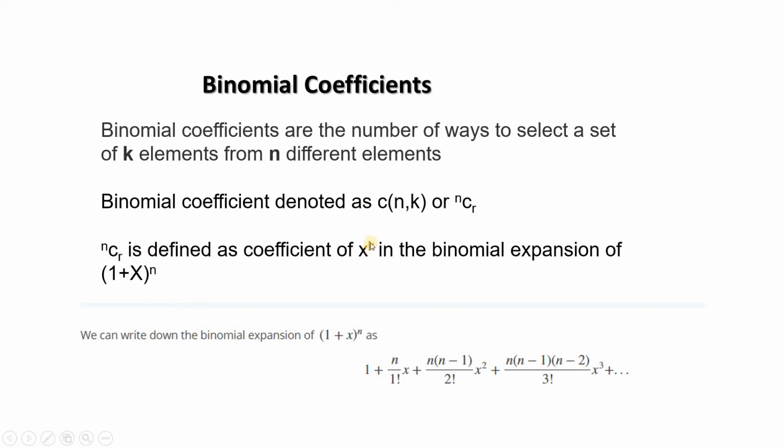Our k value and r value are both the same. Suppose k equals 3. Then the coefficient of x to the power 3 is what? You can see here the coefficient of x to the power 3 is n into n minus 1 into n minus 2 by factorial 3, which is nothing but nCr. So it is nC3. These two are the same.